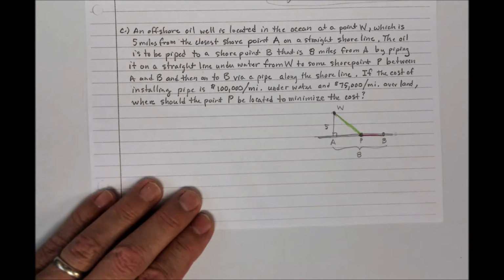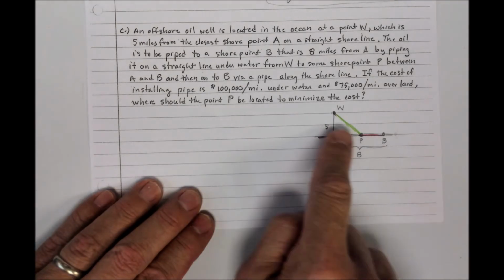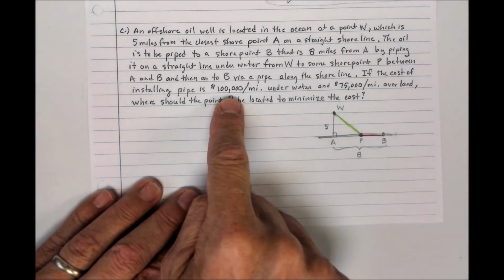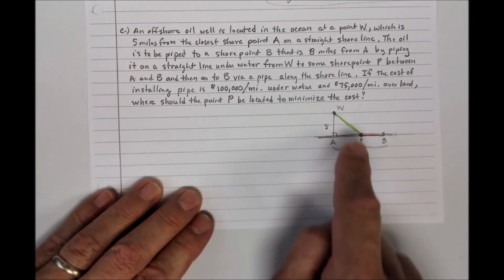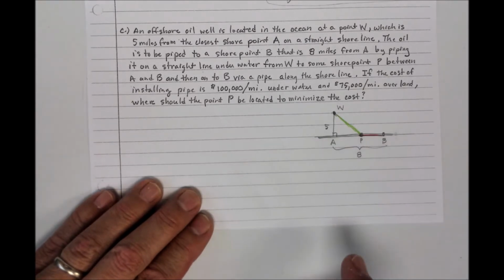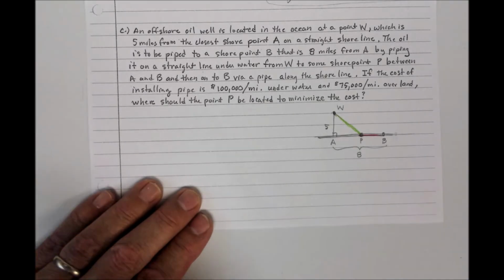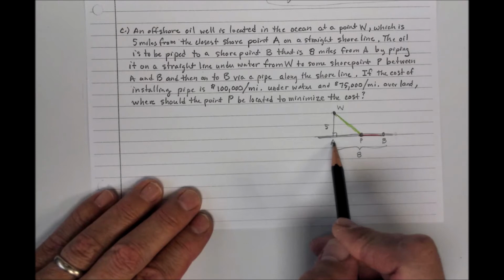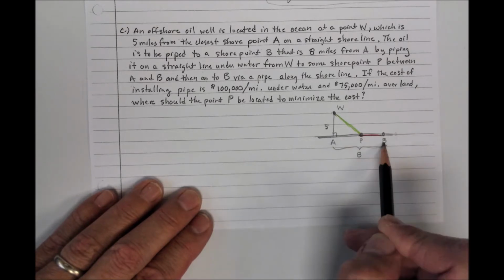Now, the key is the shortest distance from W to B would be this line, but that would be all underwater, and it's $100,000 a mile underwater. And, you know, do we bring it straight to point A and then bring it across? It says that there's going to be some point P that's going to minimize my cost. Now, I don't know the distance from A to P or from P to B. I do know that the distance from A to B is 8.